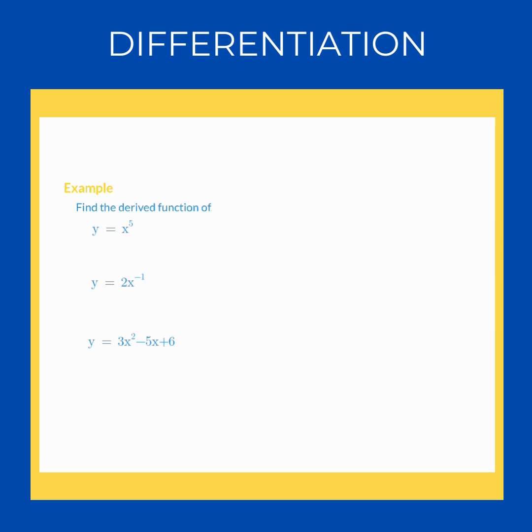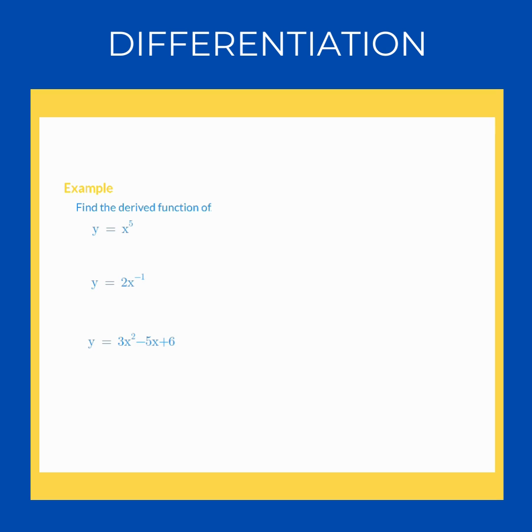Now let's have this example. It says find the derived function of y equals x to the power of 5, y equals 2 times x to the power of negative 1, and y equals 3x squared minus 5x plus 6.